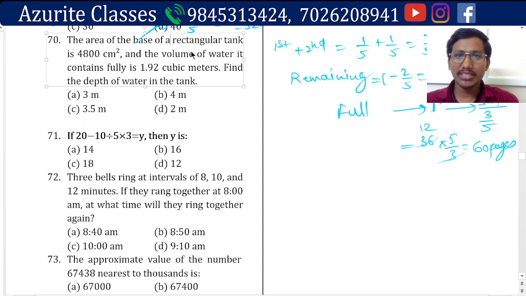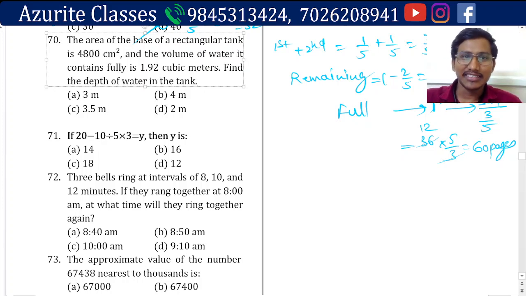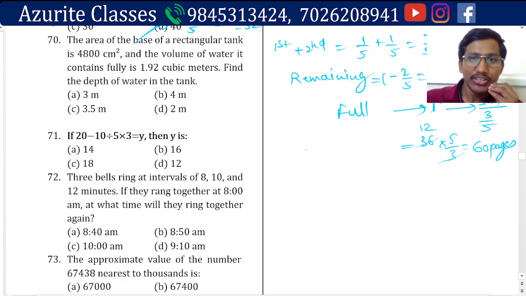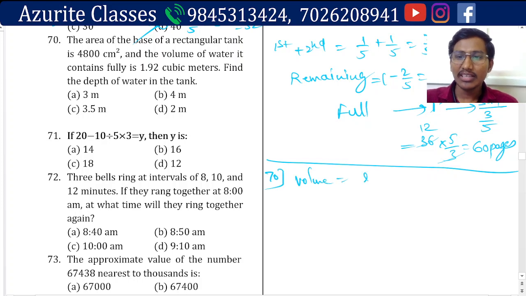So the area of the base of a rectangular tank is 480 centimeter square, and the volume of the water in it is 1.92 cubic meter. Find the depth of the water in the tank, is the question. So here we know the volume. How do we find the volume? Volume is length into breadth into height, or that is the depth. So volume they have given 1.92 cubic meter.